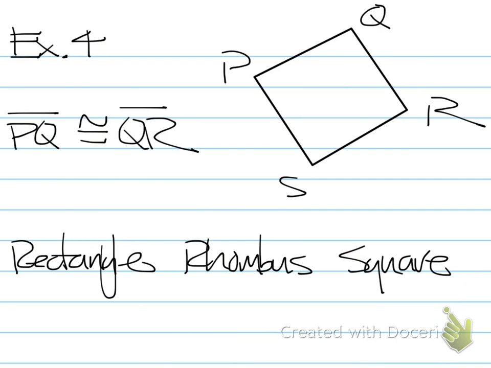All right, in this quadrilateral, we're told that PQ and QR are congruent. Now, since PQ and QR are congruent, and we're to assume that this is a parallelogram, opposite sides of a parallelogram are congruent. So what we have now is a rhombus, since we don't have any information about the angles.